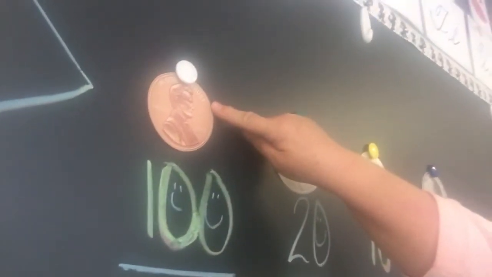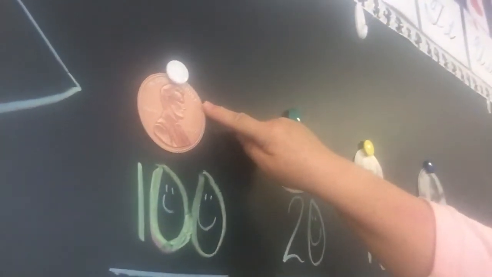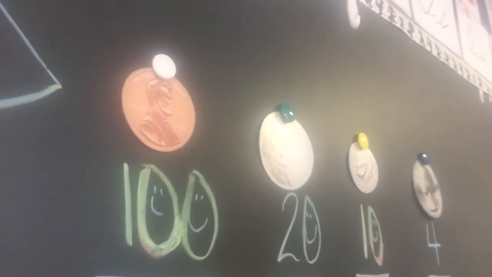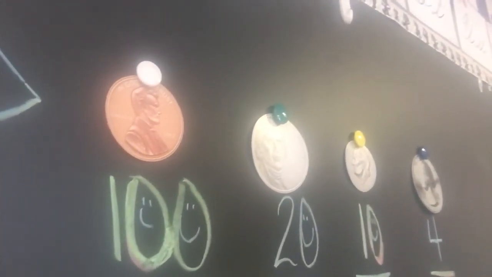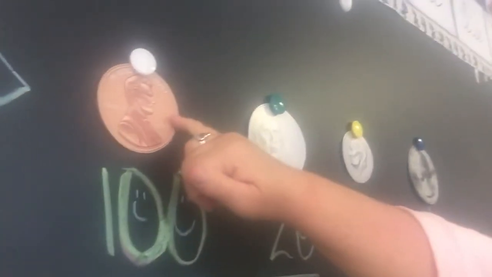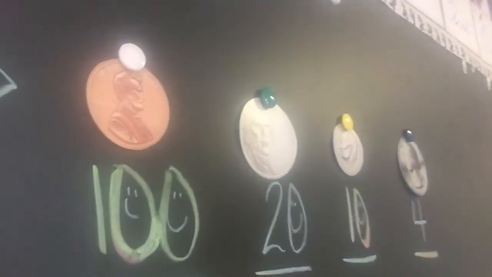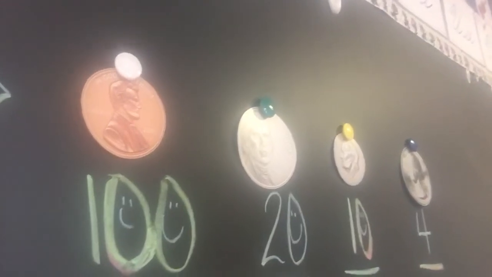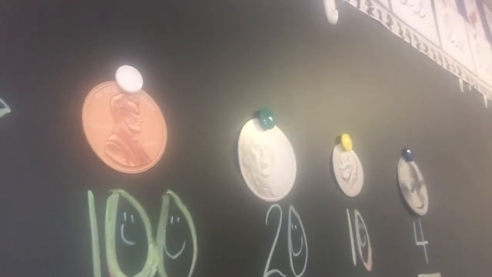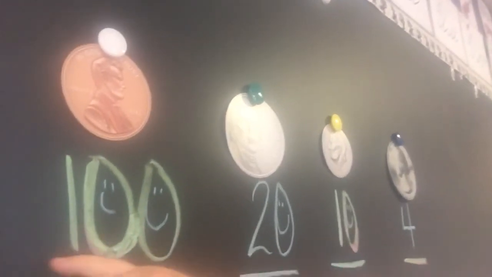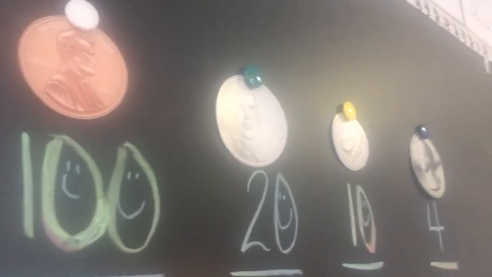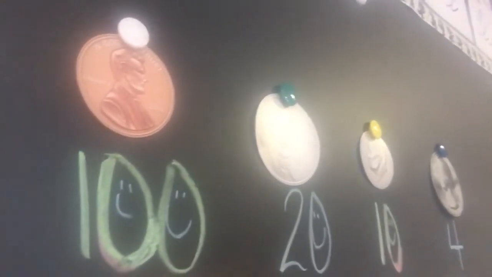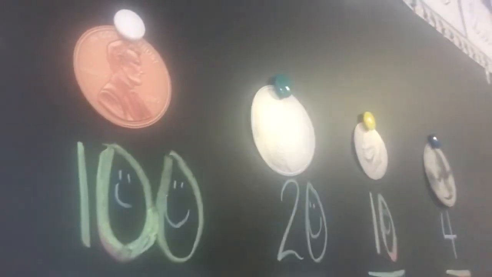A penny is worth 1 cent. Say that with me. A penny is worth 1 cent. He's the only coin that is the copper color, and when he's old, he turns kind of brown once he's been used a lot. It would take 100 pennies to make $1 because we count by ones because he's 1 cent.